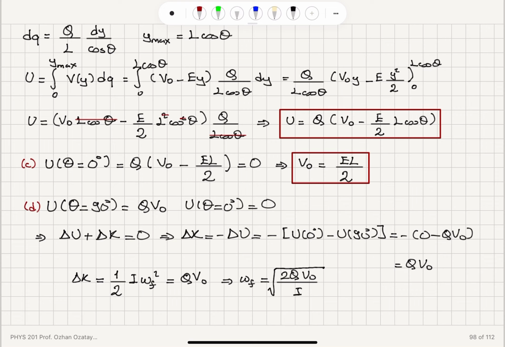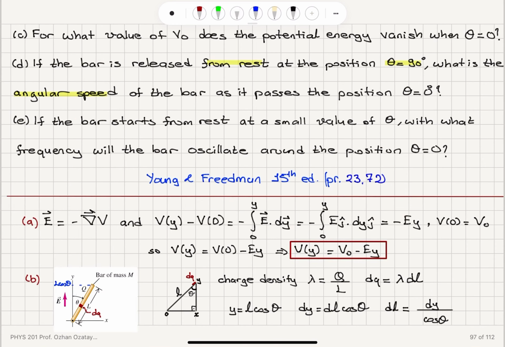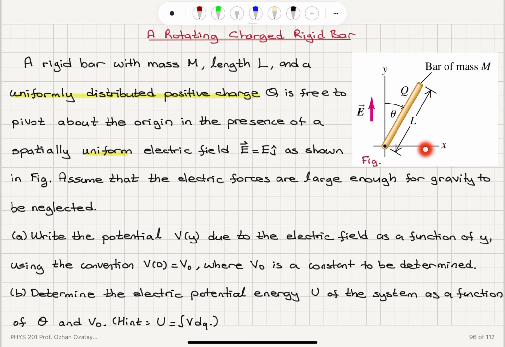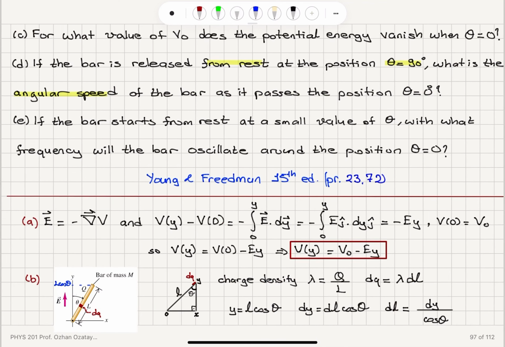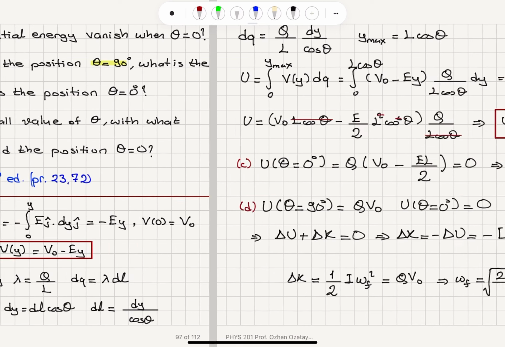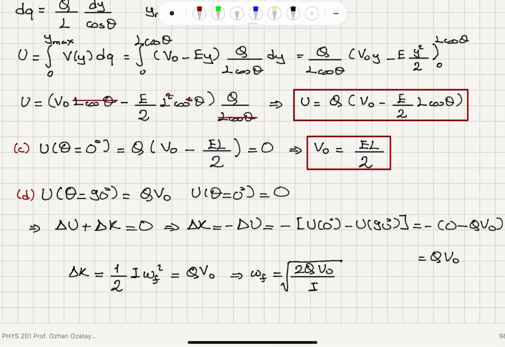If we set theta equal to 0, cosine 0 is 1, we obtain, by requiring that this potential energy will be 0, V0 should be equal to EL over 2. And if we release the bar at the position theta equal to 90 degrees, here, it's going to rotate to close this angle. And we want to know the angular speed as it passes the position theta equal to 0. The easiest thing to think about is the change in the potential energy.